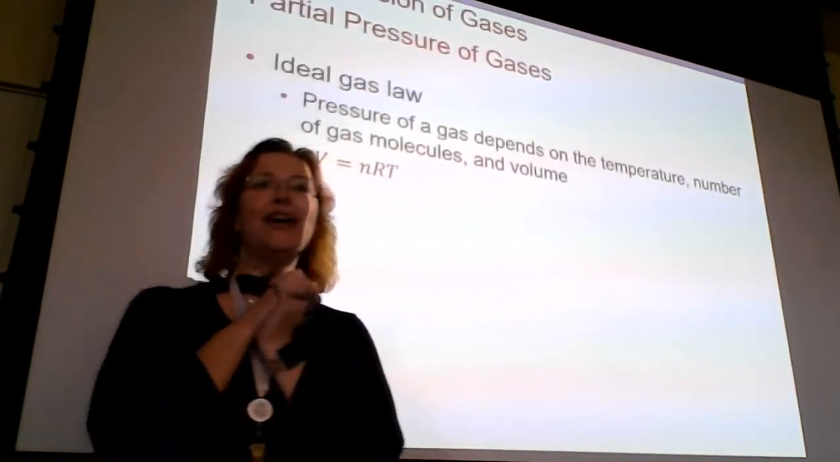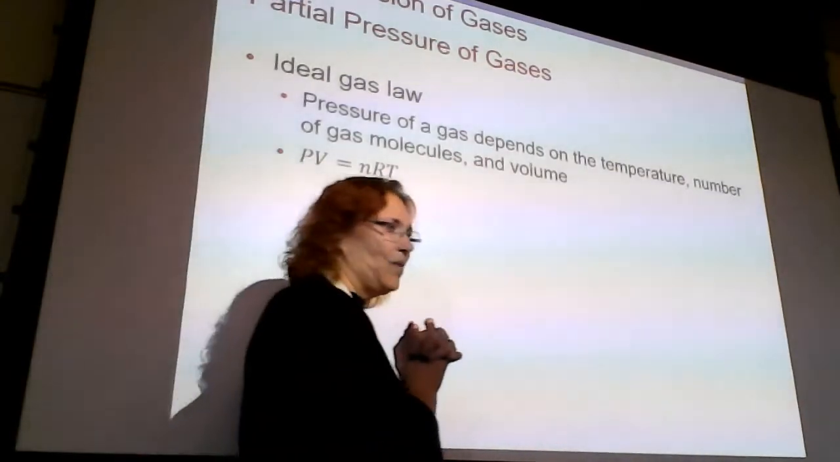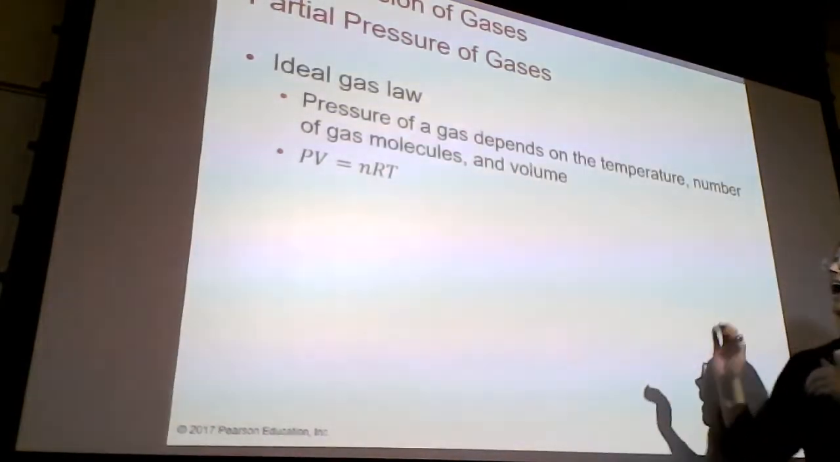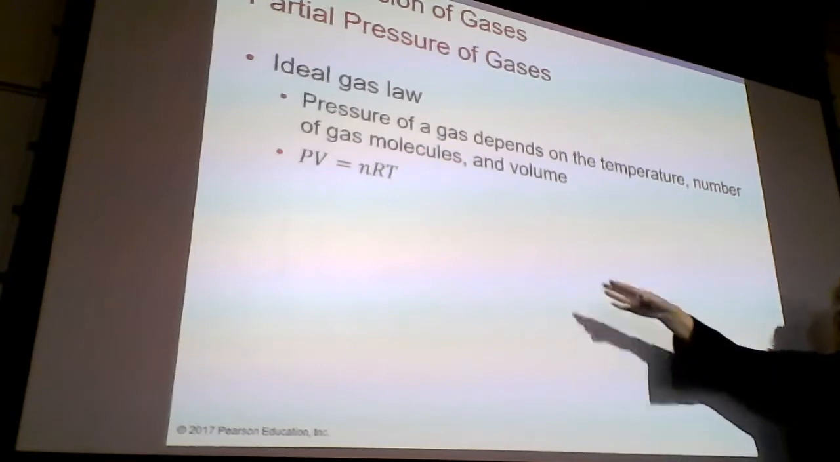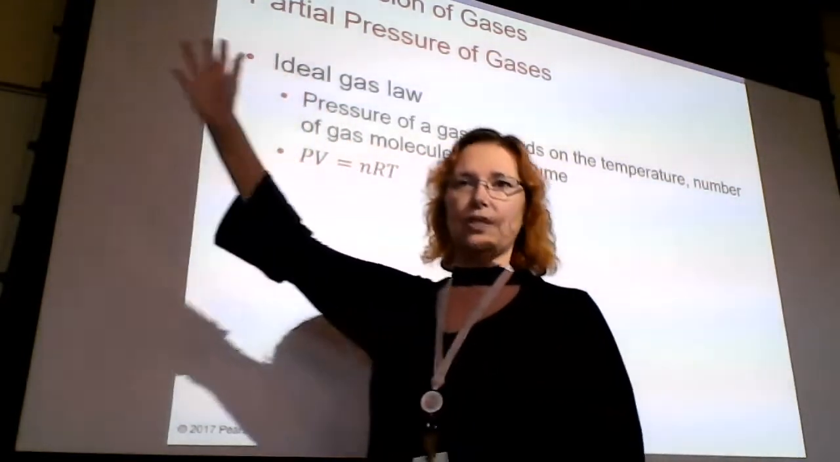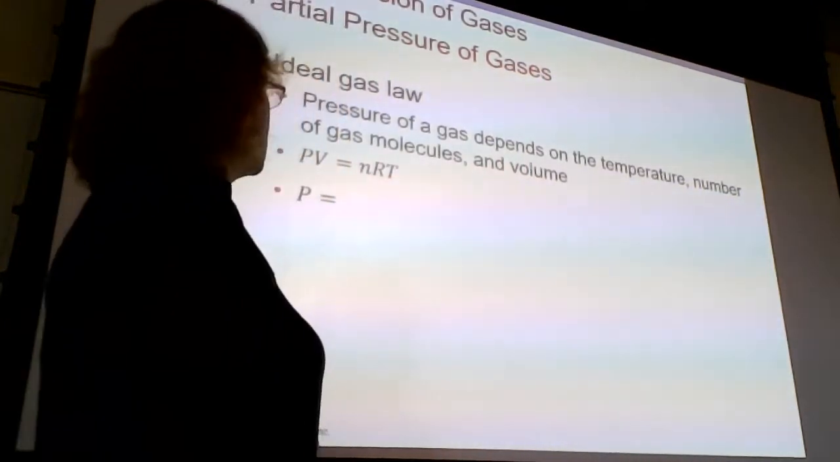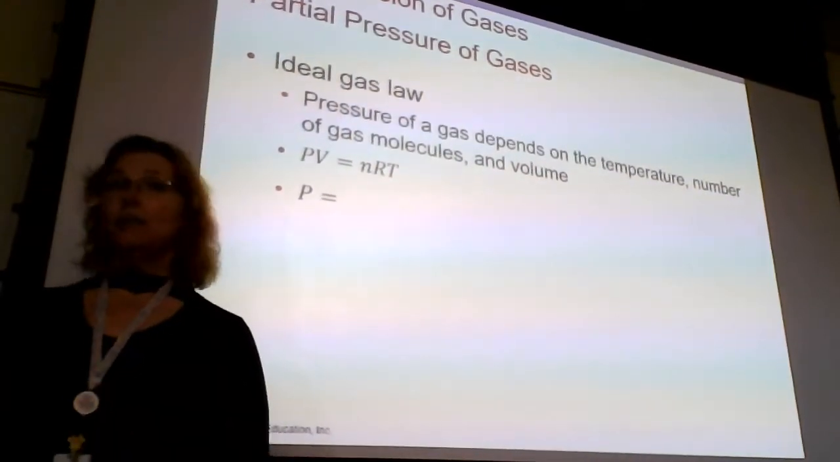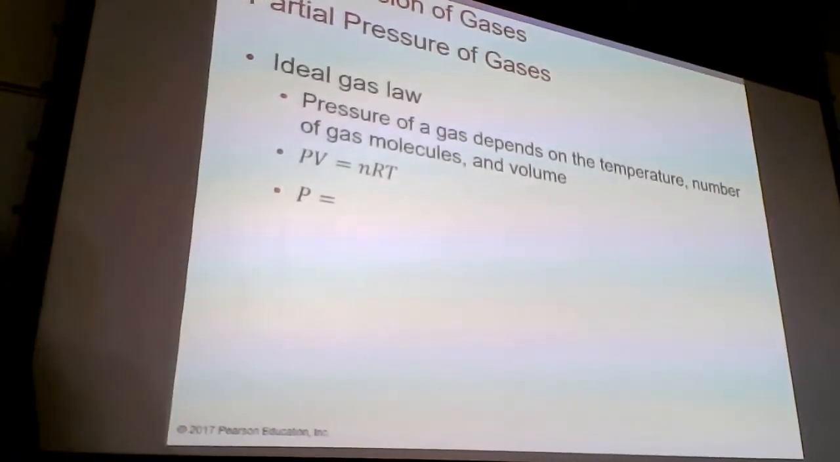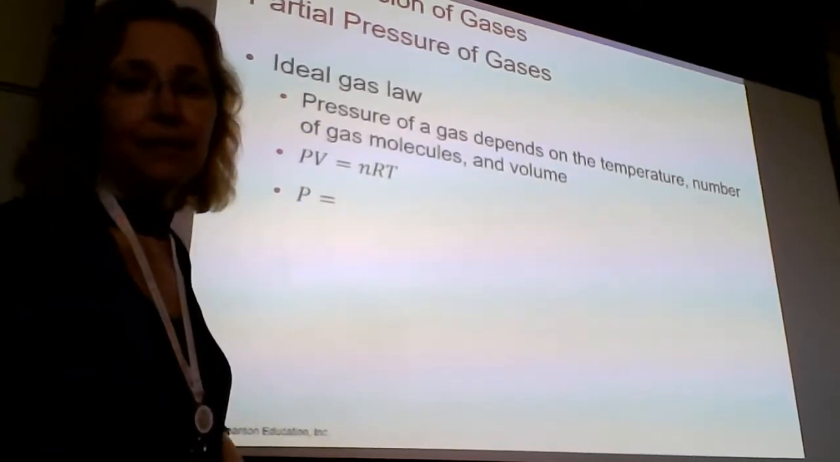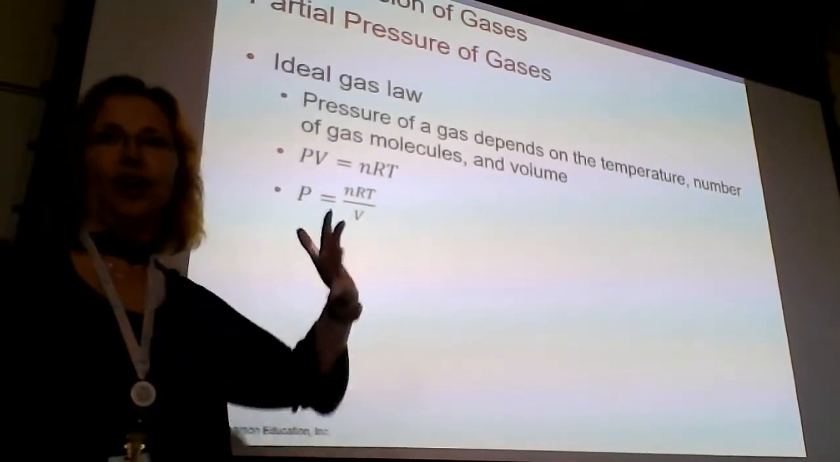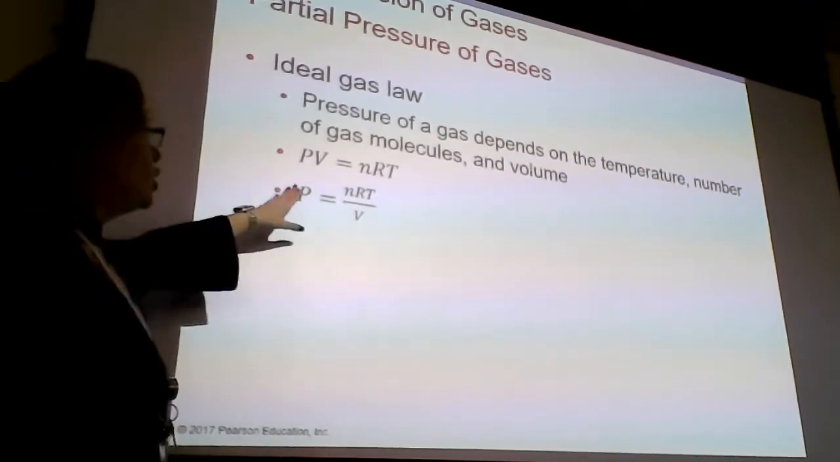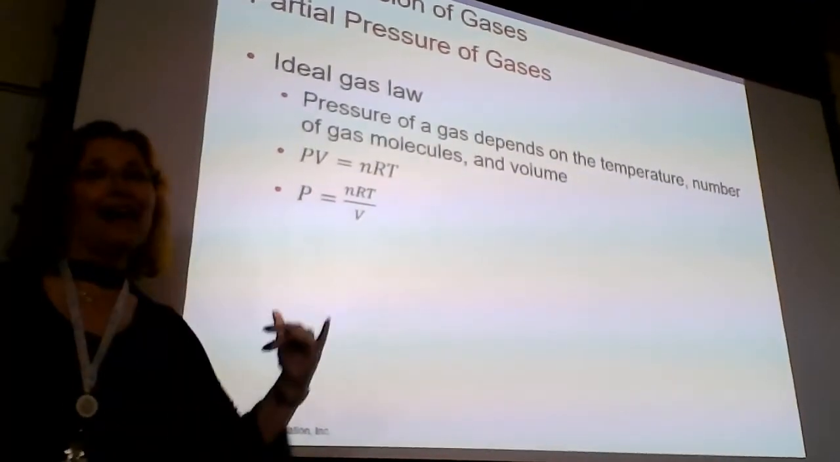Let's go back to our ideal gas law. The pressure of a gas depends on temperature, number of moles, and volume, right? We just looked at this. PV equals nRT. So if I wanted to look at pressure, because that's what we're talking about here, the partial pressures of gas, then I divide both sides by V so that I find that the pressure equals the number of moles of gas times temperature over volume. So that's just the ideal gas law.